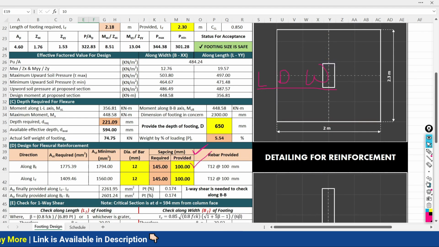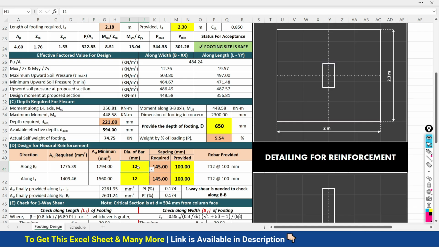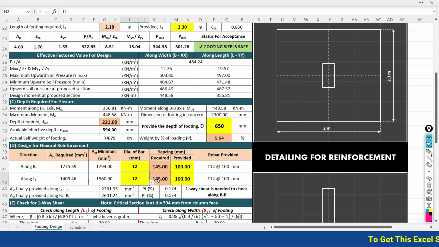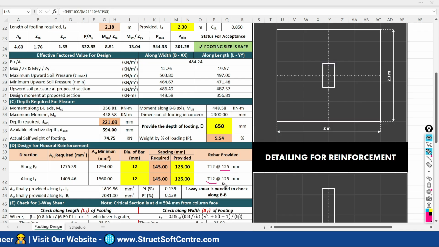Now again we have to look at what diameter of bar is required and what spacing is required. So I would like to go with 12 mm diameter of bar again. And what spacing is required? The spacing requirement here is 145 along the width as well as along the length. So I am going to provide 125 along the width, 125 along the length. So 12 mm diameter of bar at a spacing of 125 mm center to center, in both directions.